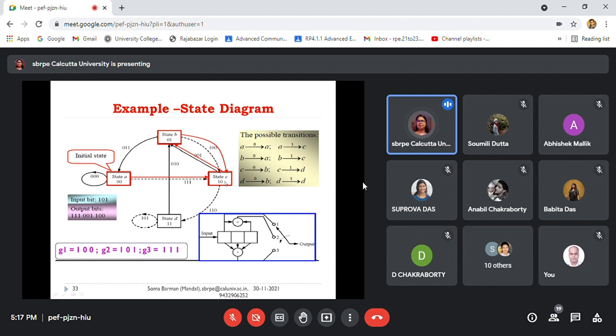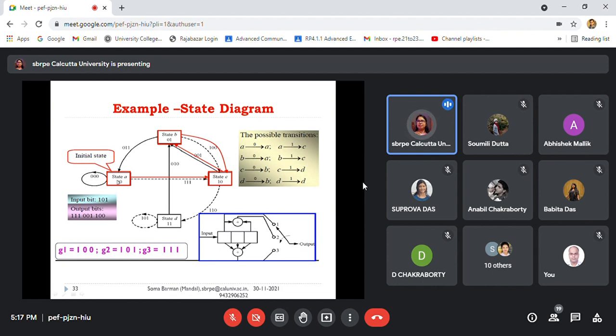State C is defined as the state 1 0, and this is the output. As the input is 1, it is represented by the dash line. Okay, I'm coming to the output branch.